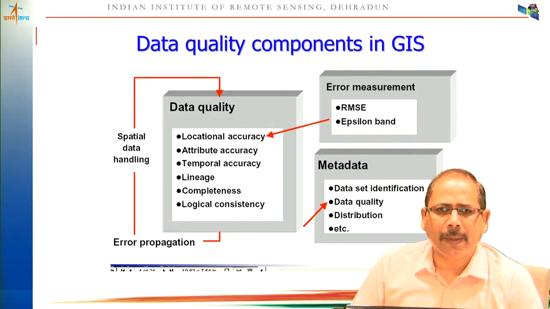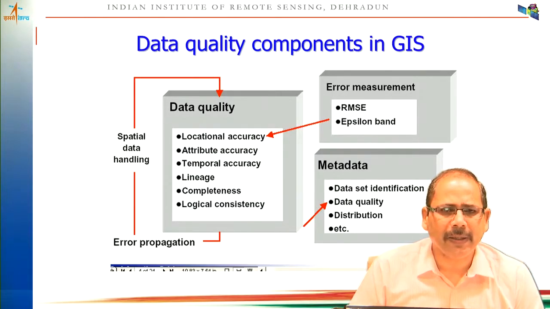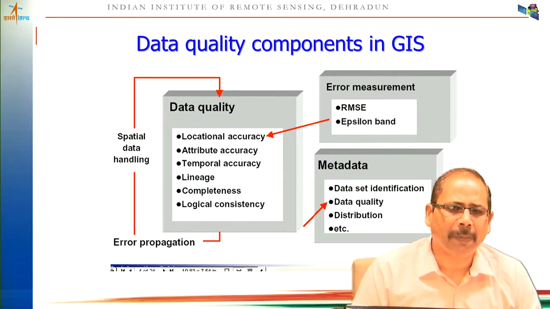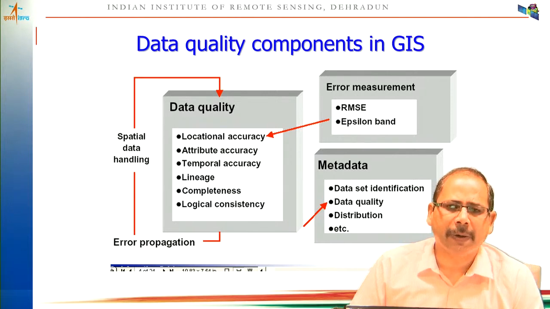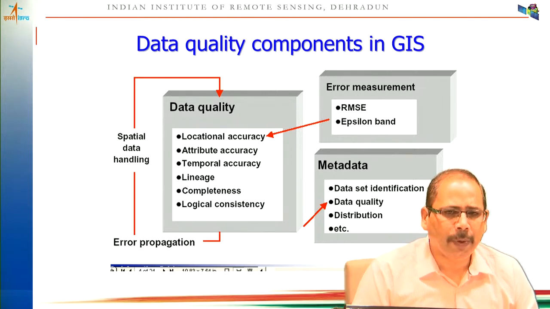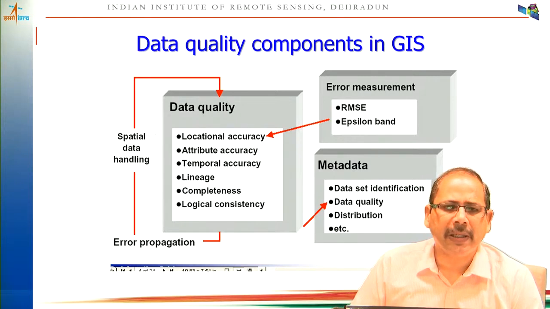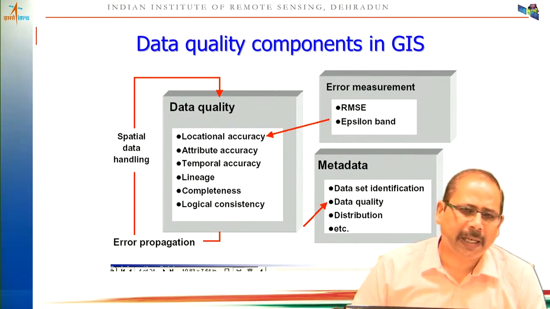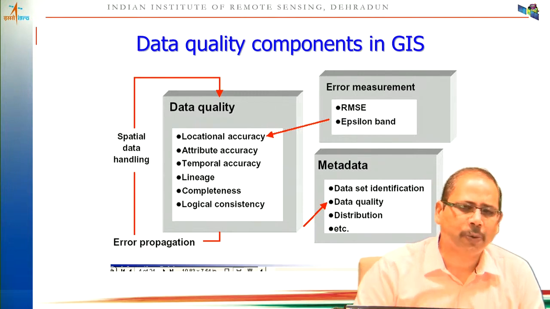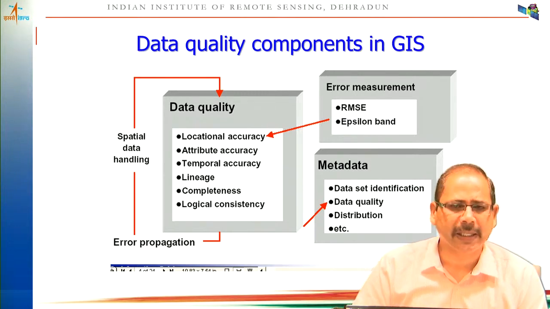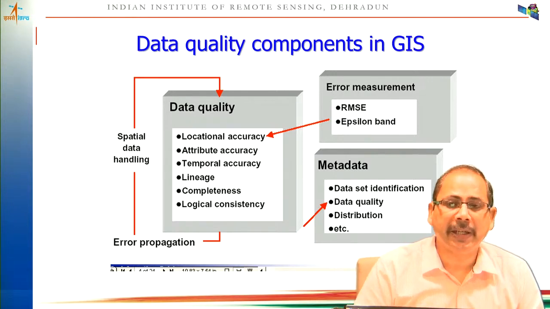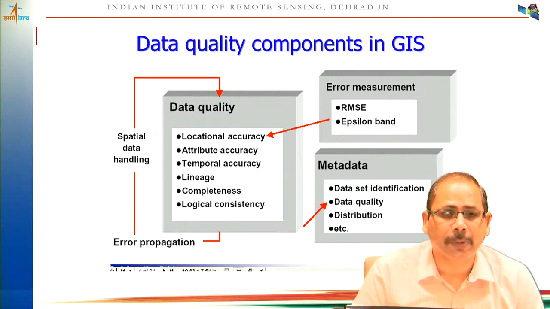So for data quality components in GIS, you have to see how we measure it. When we talk about data quality, we discuss locational accuracy, attribute accuracy, temporal accuracy, lineage, completeness, and logical consistency. In the last slide I talked only about the last two parameters, completeness and consistency, but in addition to that the next parameter is lineage. Lineage is basically the age of the data.